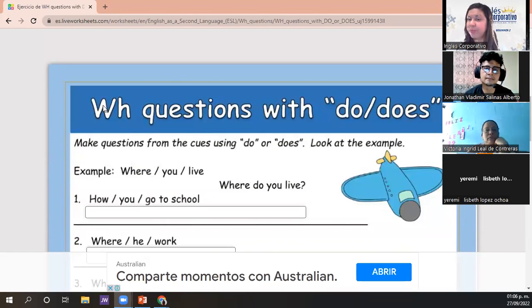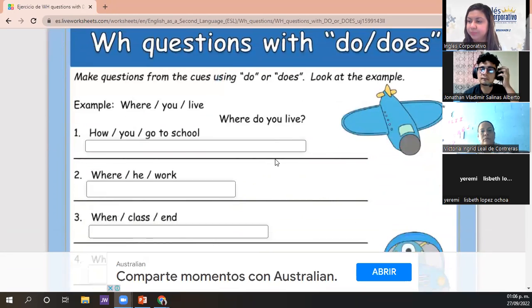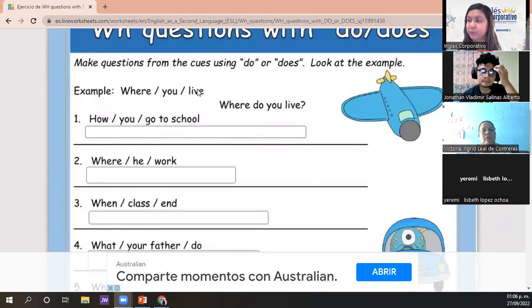So what are the instructions? We have to make questions from the cues using do or does. Look at the example. Example: where you live. So the question is, where do you live? Because it's you, we use do. Now, number one, how you go to school. So what is the correct question? How do you go to school? Exactly. How do you go to school?